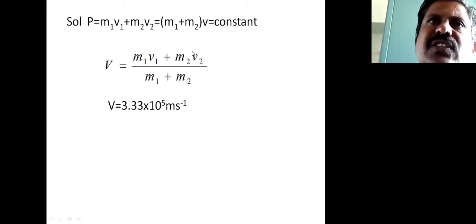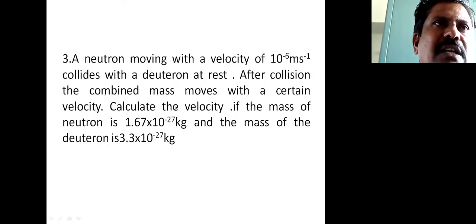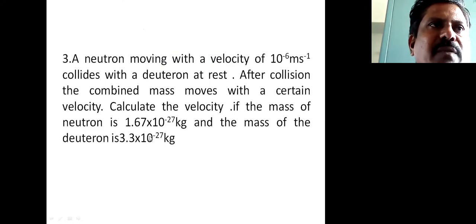So that's why we write v equals m1 v1 plus m2 v2 divided by m1 plus m2. Here the value of v2 is 0. So you get only m1 v1 divided by m1 plus m2. Here m1 is the mass of the neutron, which is 1.67.